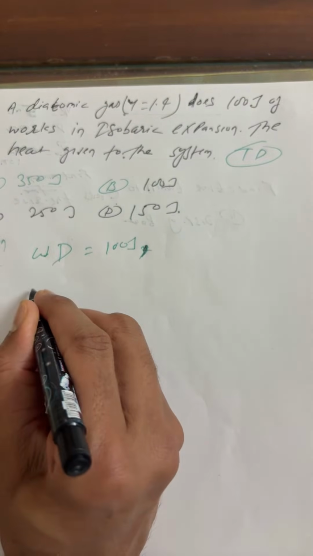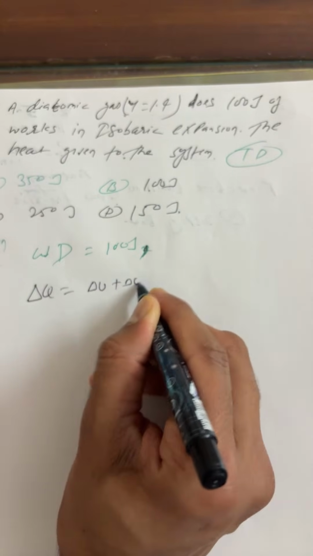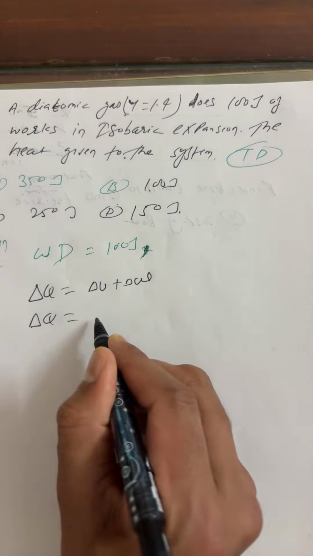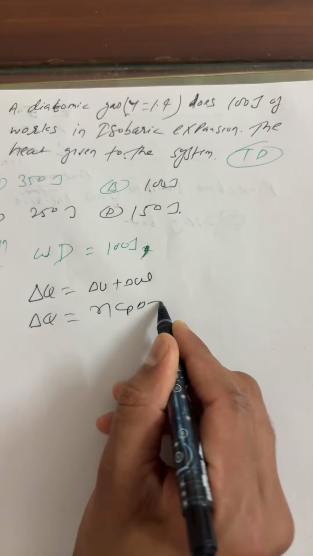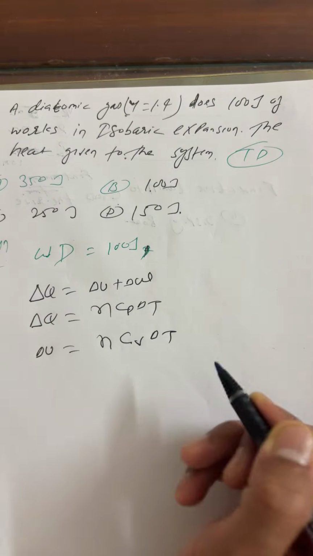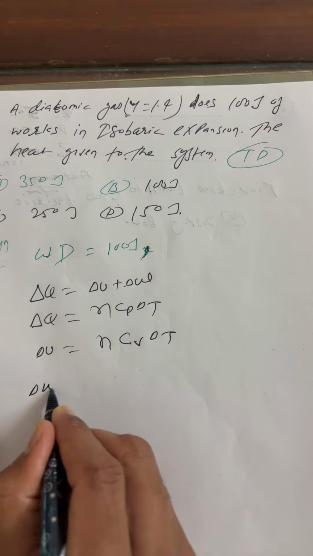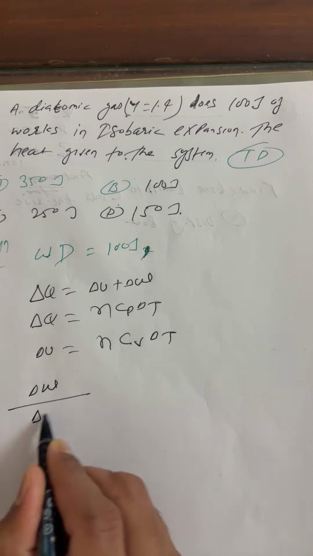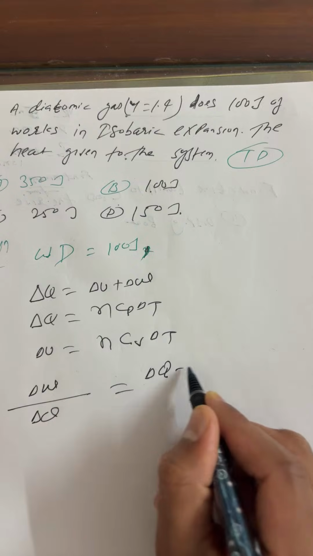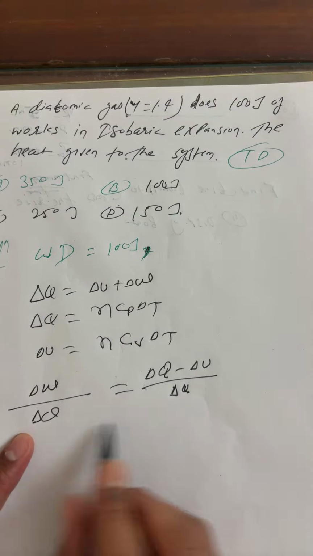So I'll use the first law of thermodynamics first: delta Q = delta U + delta W. For isobaric, delta Q is equal to n Cp delta T, and delta U is n Cv delta T. Here I'll take the ratio of work done upon heat, so this is delta W upon delta Q. I'll write delta W from here: delta Q minus delta U, upon delta Q, because I wanted the ratio.